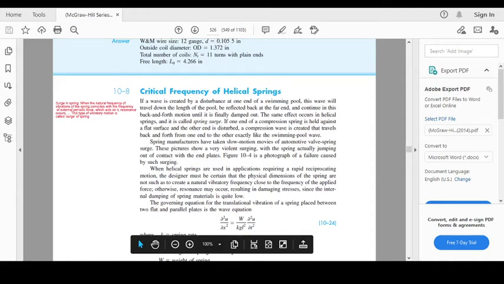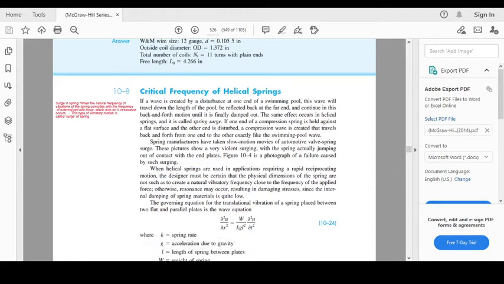English for the paper of international students in the future, so that everyone can try to understand. Not only Malaysians, but everyone can understand this. Okay, so this topic is about the critical frequency of a helical spring.